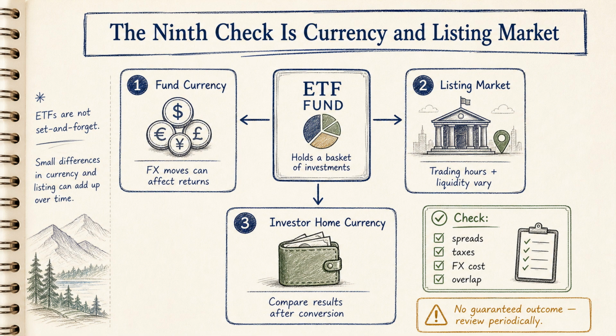The 10th check is position size. A good ETF does not deserve unlimited weight. Core broad market funds may be large, but they still interact with cash, bonds, insurance, mortgage debt, job income, and household spending. Narrow themes, leveraged funds, inverse funds, and concentrated sector funds need stricter limits and exit conditions. Without a size rule, an ETF can turn from a tool into a single bet.